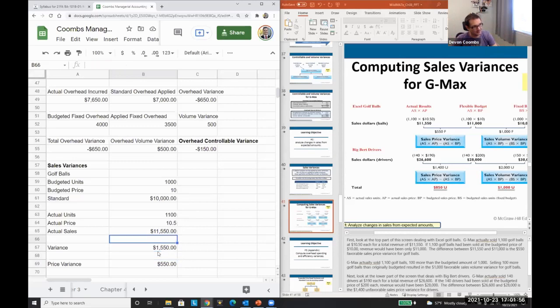Another way to calculate this is just to take this 50 cents times the actual units sold, right? We sold 1,100 for 10.50. There's many ways to get these numbers. That's what I'm trying to show you. It's like there's some logic to it.